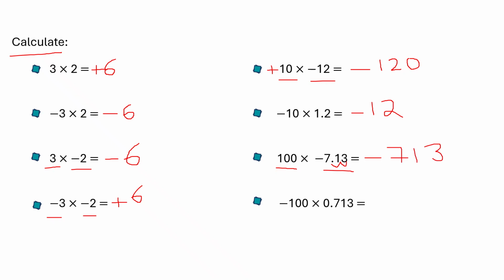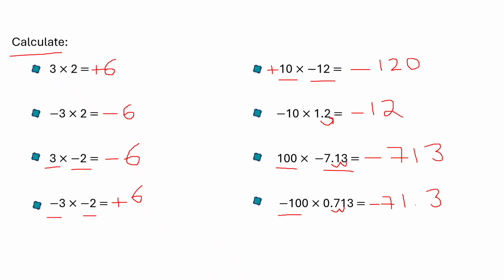Okay, and here, times it by 10, the decimal point moves 1 place to the right, or the digits move 1 place to the left. Finally, minus 100 times 0.713, sorry, the decimal point moves 2 places to the right, so that'll be 71.3. One's a negative, one's a positive, so the sign is going to be negative because the signs are different.